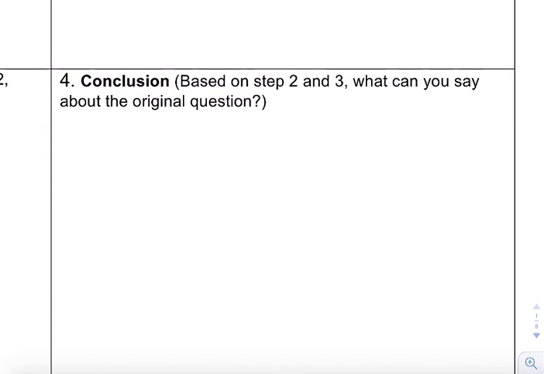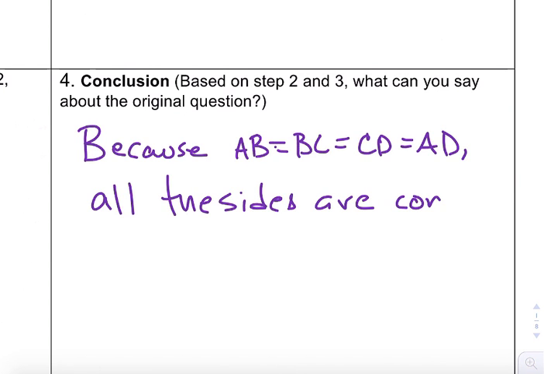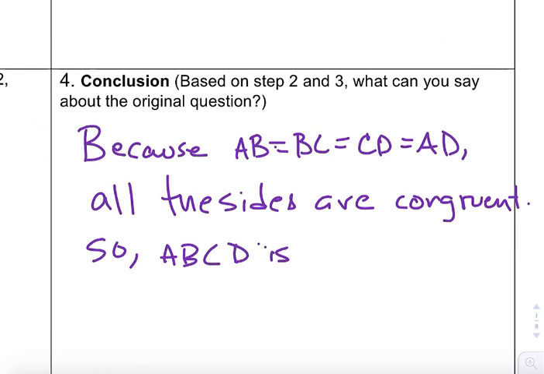And so I'll start this out with a because. I know we all love starting sentences with because. Okay, so because AB was the same as BC, was the same as CD, was the same as AD, all the sides are congruent. So ABCD is a rhombus. Okay, so that's the entire proof.